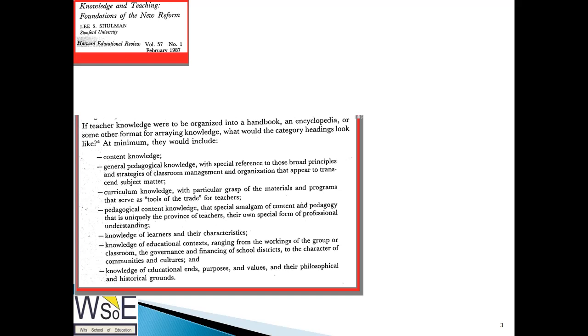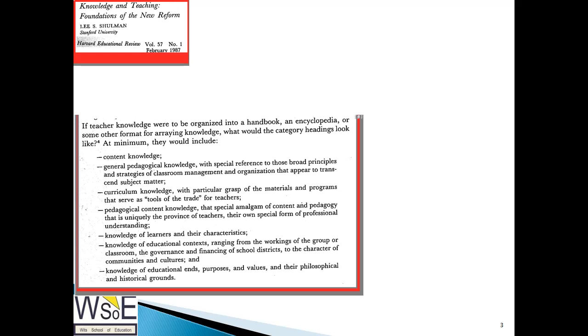Then pedagogical content knowledge. Shulman referred to this as the special amalgam of both content and pedagogy that is uniquely the province of the teachers. In other words, pedagogical content knowledge is a type of knowledge only teachers develop. And it's your own form of professional understanding, how best to represent and to teach and what activities to use to teach a particular topic.